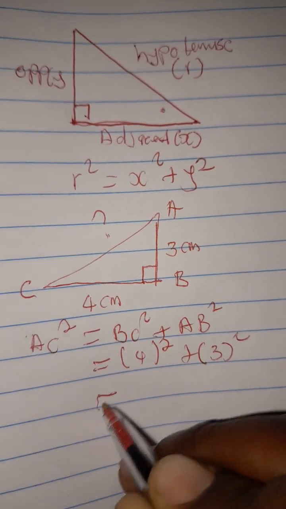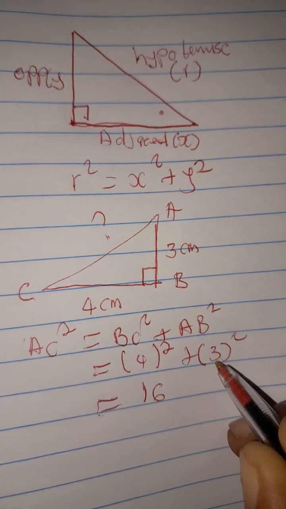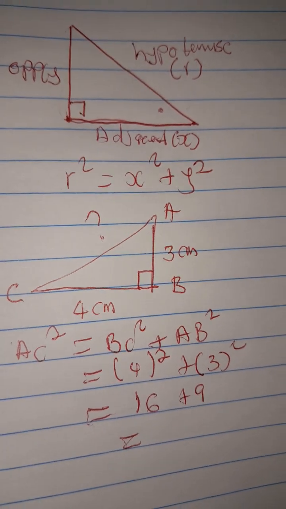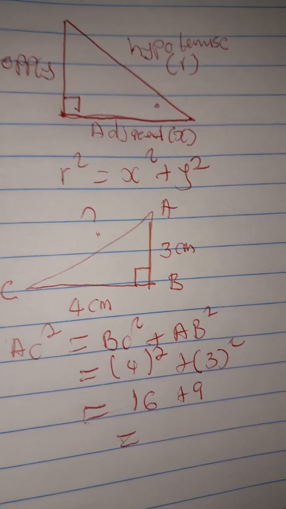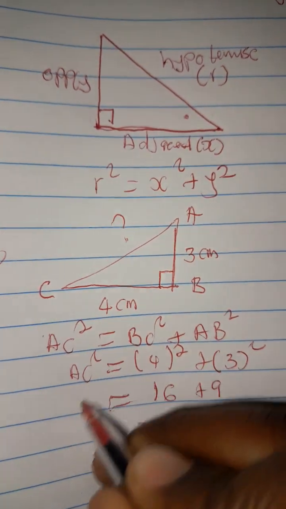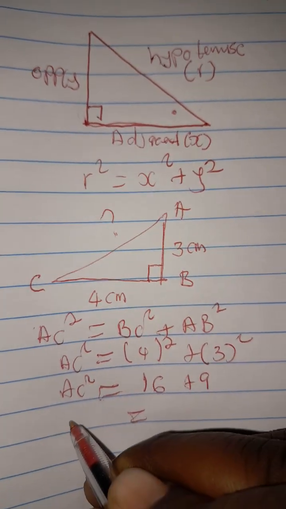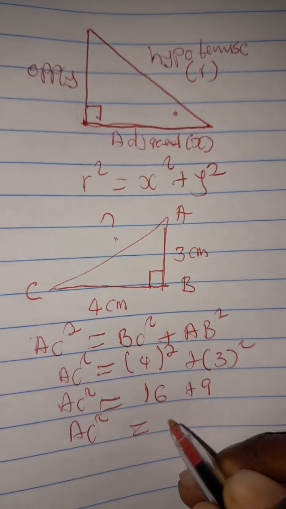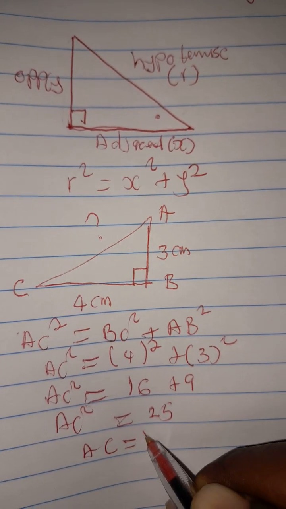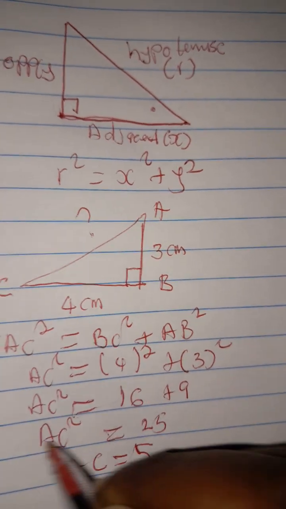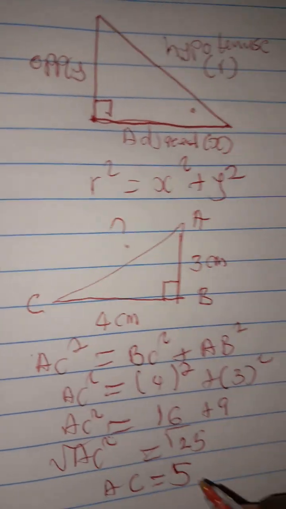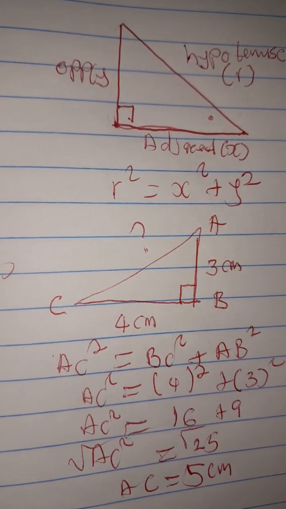What is 4 squared? That's 16. What is 3 squared? That's 9. Then 16 plus 9 is 25. Remember that we're looking for AC squared, so this is 25. The square root of AC squared is AC, and the square root of 25 is 5, meaning that AC will be 5 centimeters.